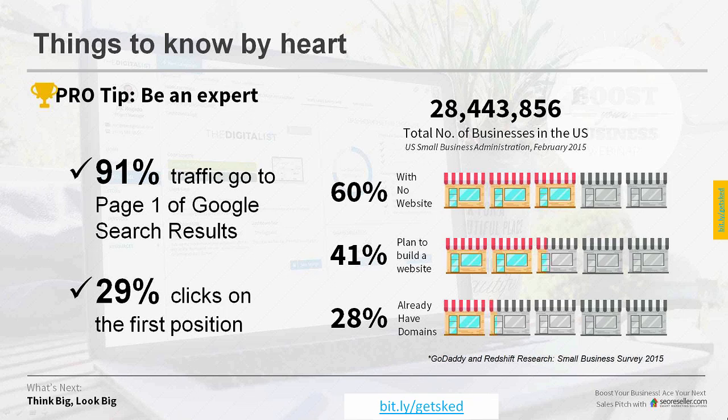Now, because we're talking to you guys and you service agencies, here's a great bit of data that I think you all should know by heart. Did you know 28 and a half million small businesses exist in the United States alone? 60% of those businesses don't have websites. That's roughly 17, 18 million opportunities for you. 41% of them openly say that they plan to build a site, and 28% of them already have their domains. Now, here's the funny thing.